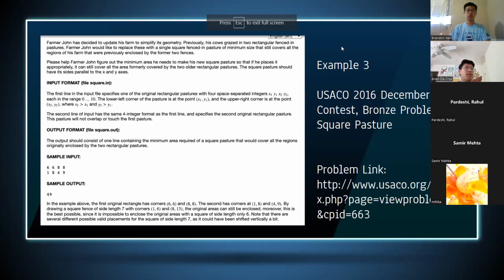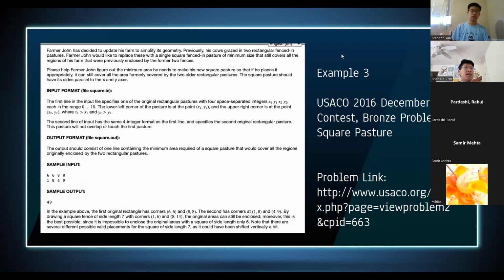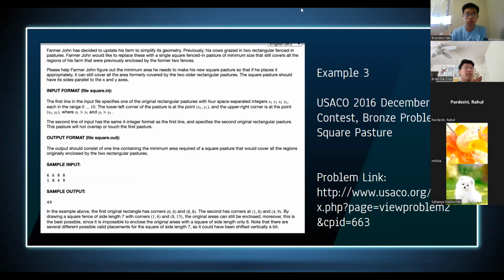All right, so let's read this problem. Again, as Brandon said, if you guys have anything to do, you guys can definitely go right now. But for anybody who wants to listen to the last USACO problem, then here it is.